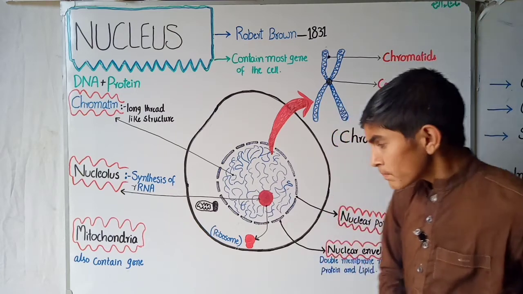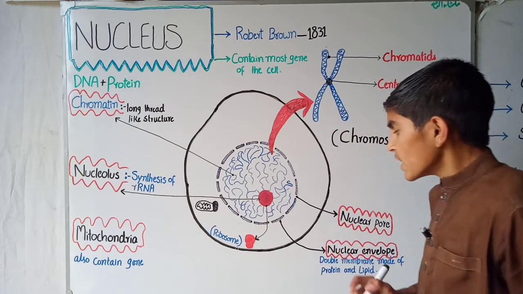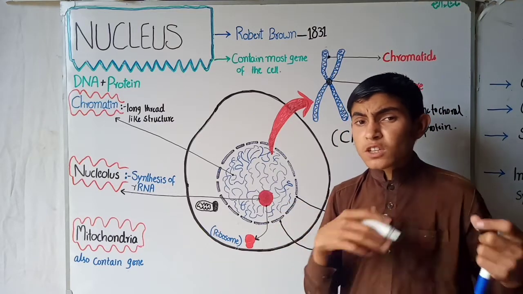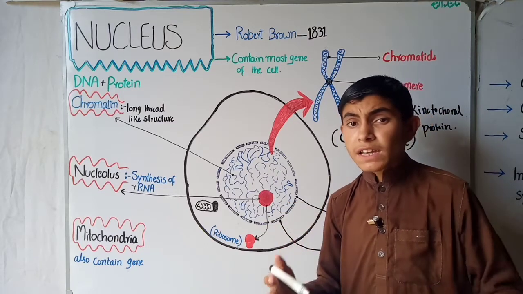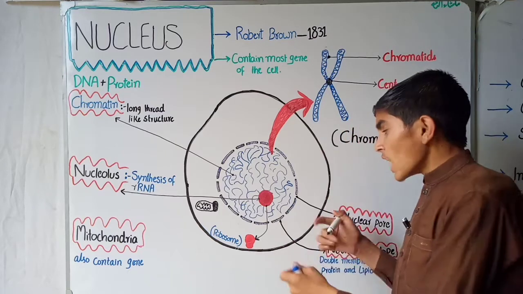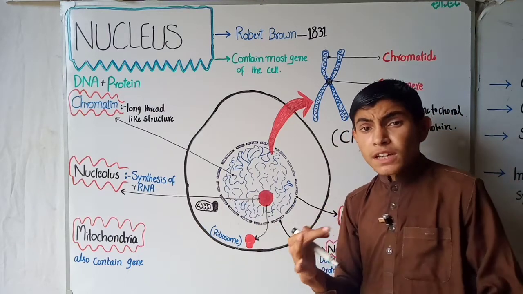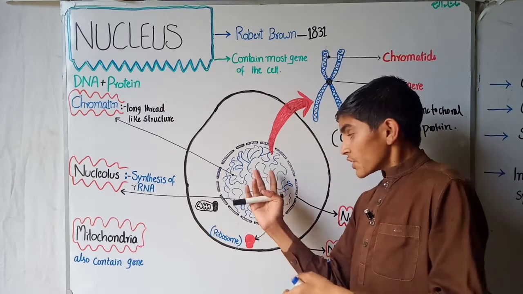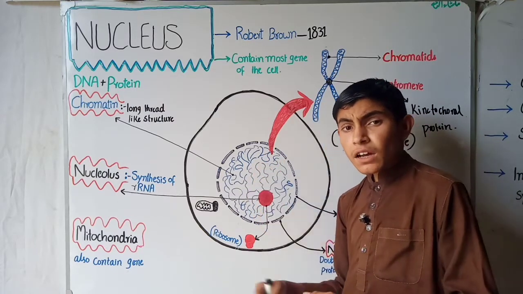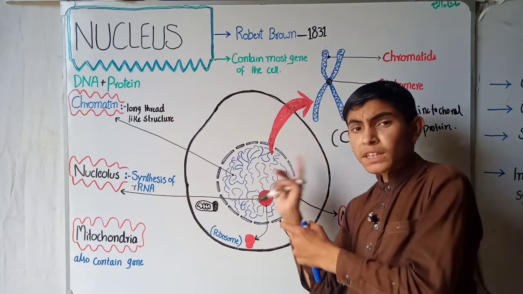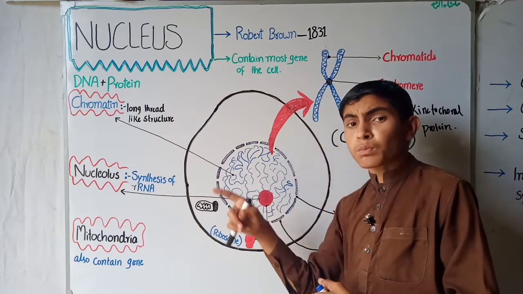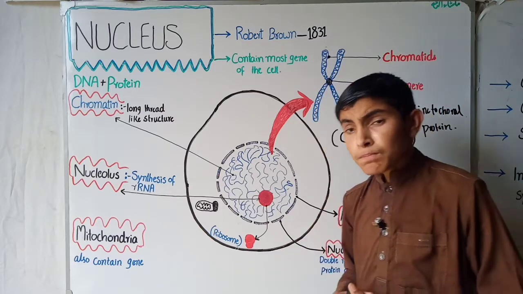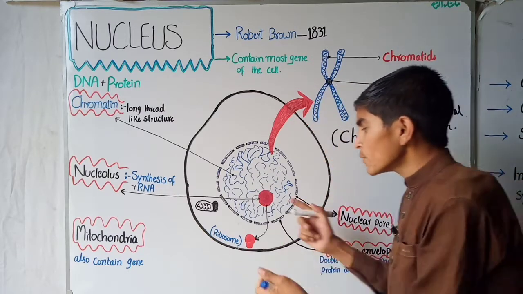Now, inside the nucleus there is no synthesis of protein. The synthesis of protein actually occurs outside the nucleus in the cytoplasm. The messenger RNA is sent out by the nucleus to the cytoplasm, and then attached with the ribosome to synthesize protein. But actually we are talking about the nucleolus.